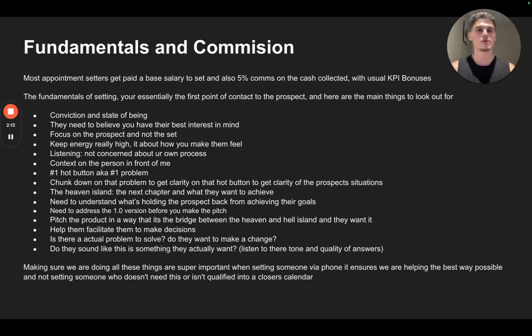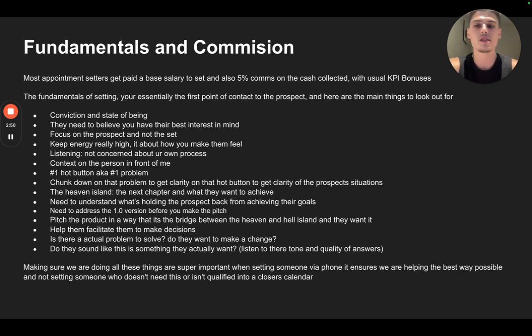So, the fundamentals and the commission. Most appointment setters get paid a base salary to set, and also 5% on top of cash collected. Usually you get KPI bonuses of like $250 to $500 for every 50K cash collected you make. Some companies may be different. The base salary is usually like $1,500 to 5K, depending on the offer and how high level it is. I would say the average is $1,500 to $2,500, and then you get 5% commission on top. So if you do 100K cash collected, you essentially make 5K.